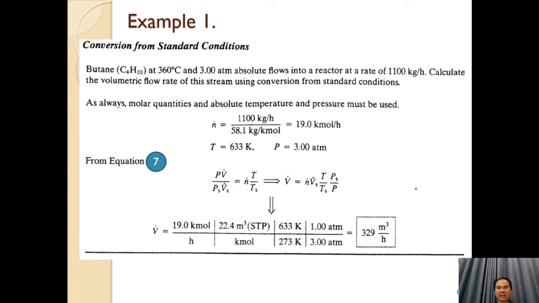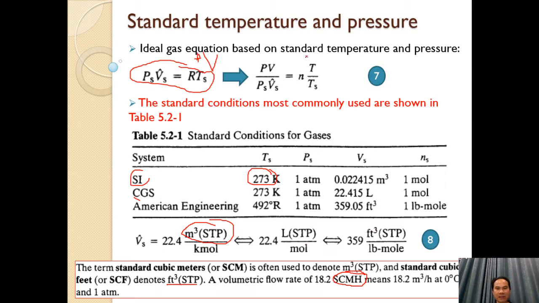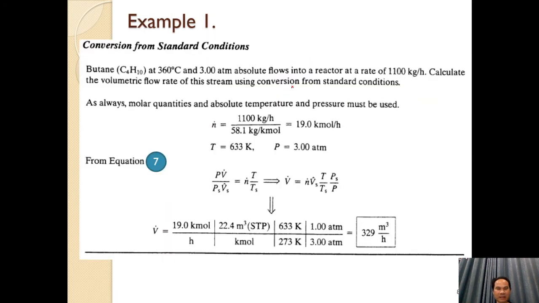Butane is thrown into a reactor at a rate of 1,100 kg per hour. We calculate the volumetric flow rate of the stream using conversion from standard condition. If you remember standard condition, you can use this formula, or you can use this relationship: PV divided by PsVs equals nT divided by Ts.